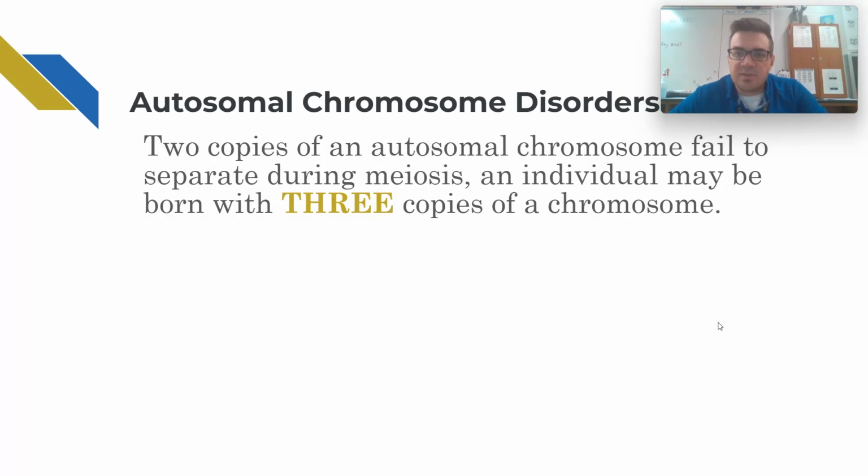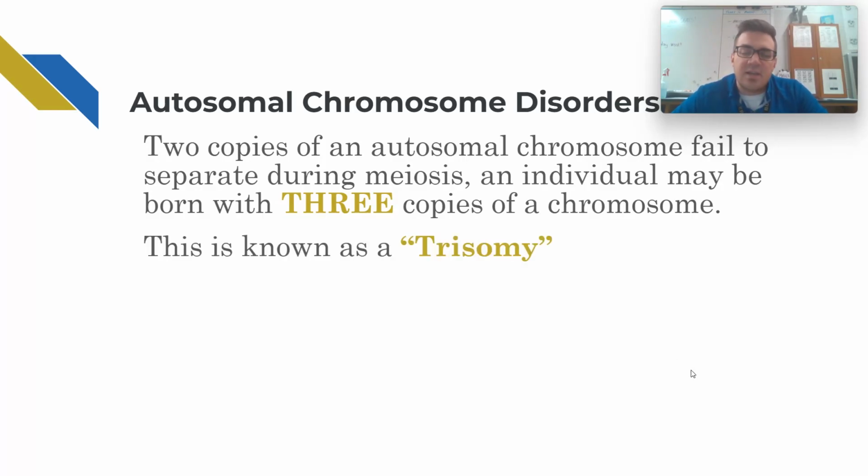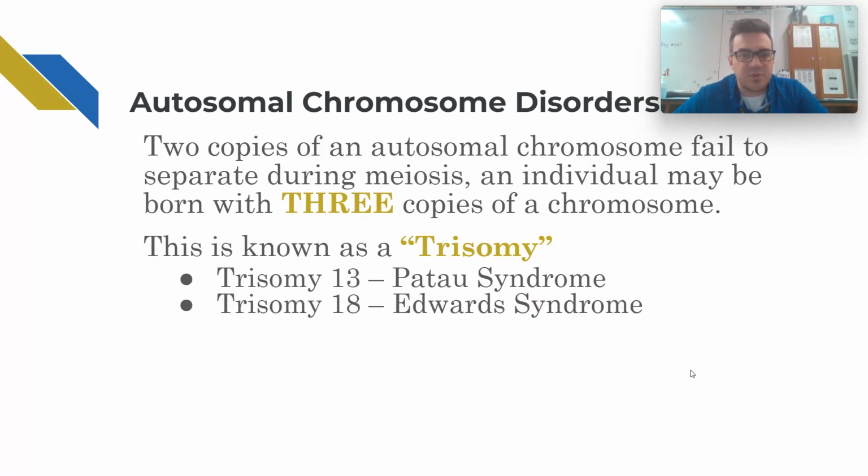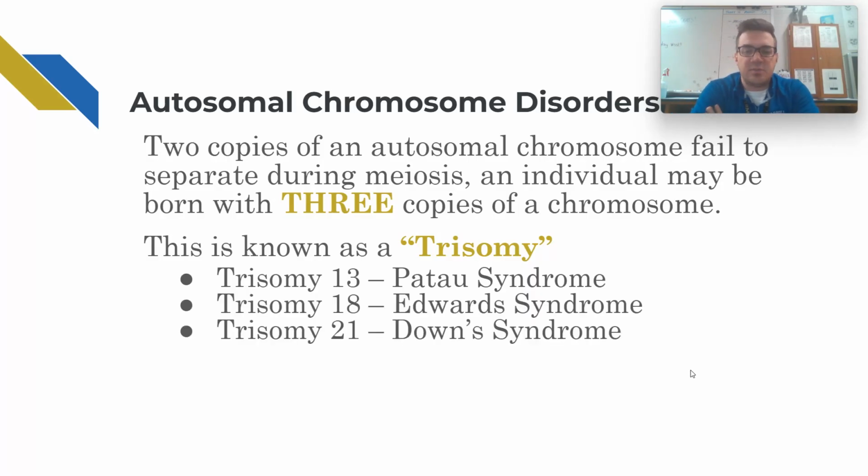If 2 copies of an autosome fail to separate during meiosis, an individual may be born with 3 copies of that chromosome. This is known as a trisomy. And there are 3 known syndromes that result from this. Those are trisomy 13, which is called Patau syndrome, trisomy 18, or Edwards syndrome, and trisomy 21, which is Down syndrome, which you've probably heard of before.